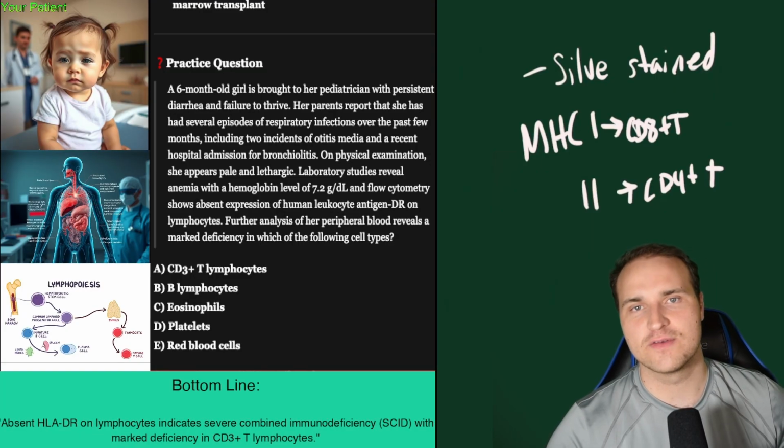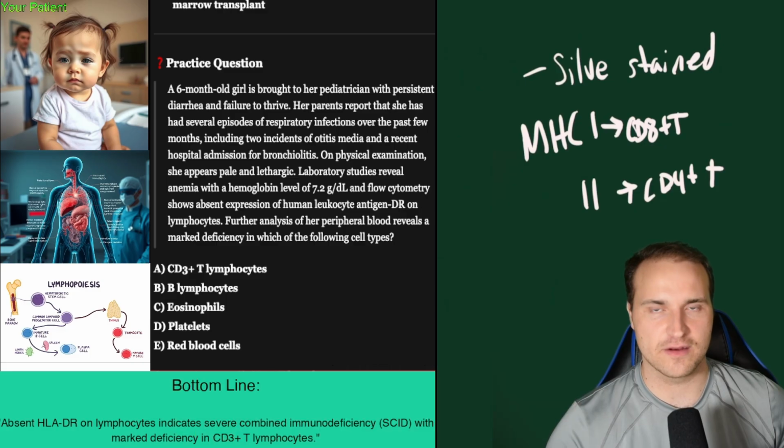And if you have recurrent respiratory and GI infections of infancy, then it's going to be a severe immunodeficiency, and the failure to thrive and chronic diarrhea is a hallmark of SCID. So we have some genetic defects: an autosomal recessive defect of the transcription factors that regulate these MHC2 expressions.